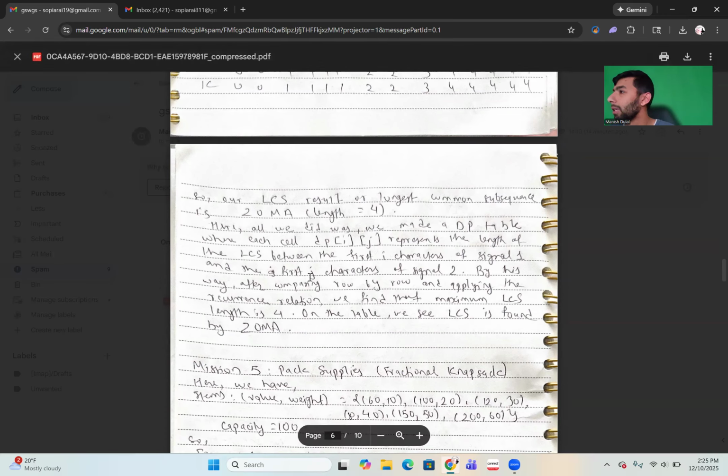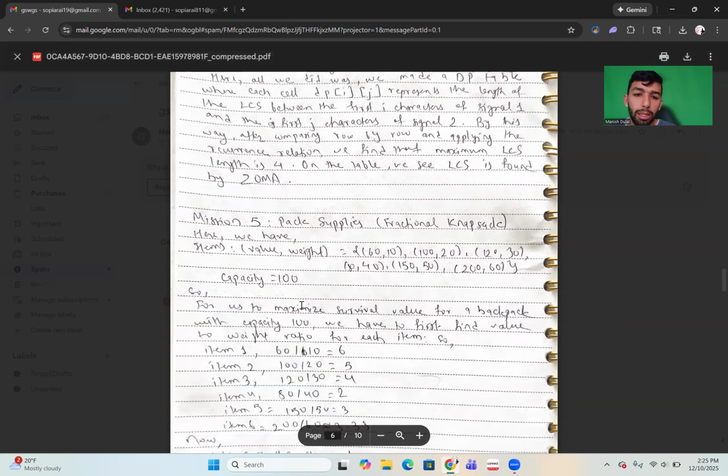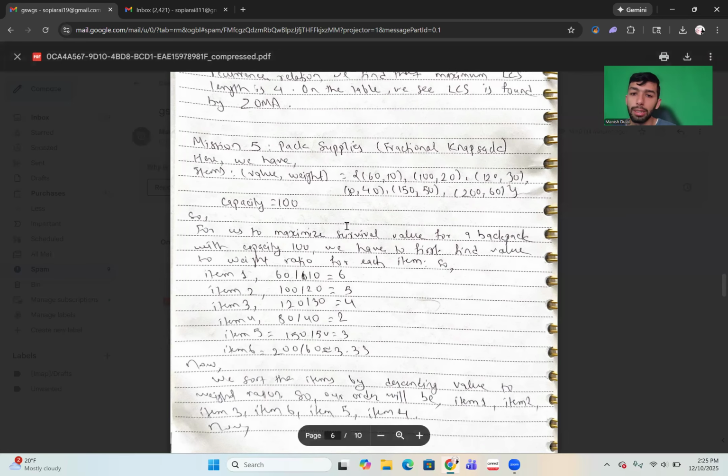Now, mission five, pack supplies. This one is actually fractional knapsack, and all this question is asking us to do is we have items based on value and weight, and then the maximum capacity of our backpack is 100. So it is asking us to compute max value using fractional knapsack basically. So the first given information we have for item value and weight is 60 and 10, 120 and 30, 80 and 40, 150 and 50, and 260. Yeah, that's correct. And capacity 100.